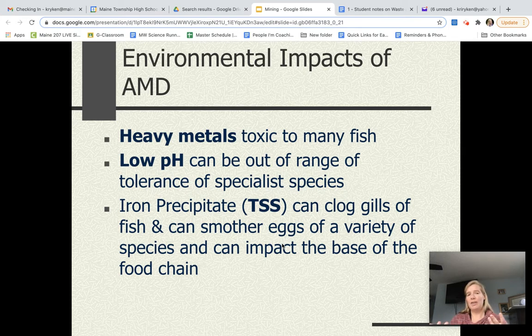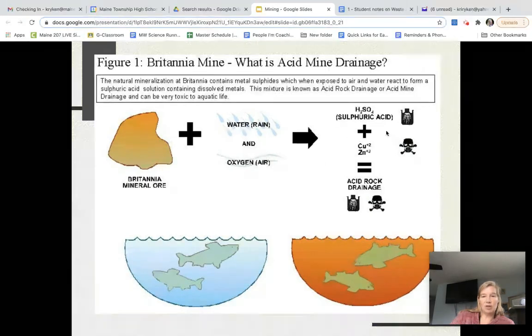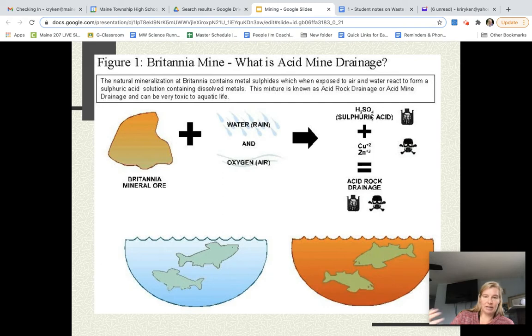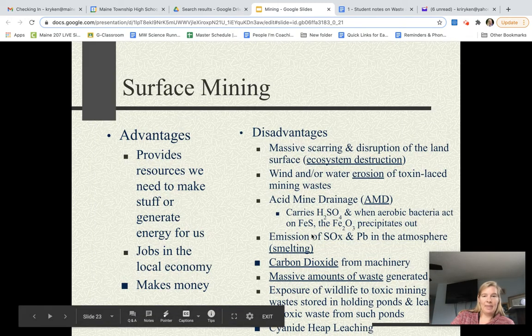So there could be a wide variety. Less photosynthesis can happen in this waterway because the sunlight can't penetrate. So lots of impacts of acid mine drainage. And here's just an image of, again, this ore, rain and oxygen over time, okay? And then essentially you're getting this acidic component, and then you end up killing off fish in that waterway. So that is acid mine drainage.